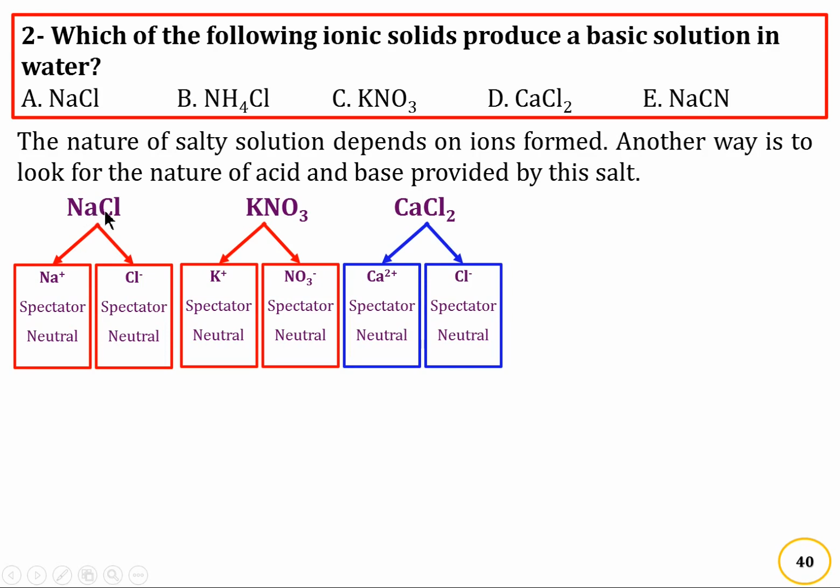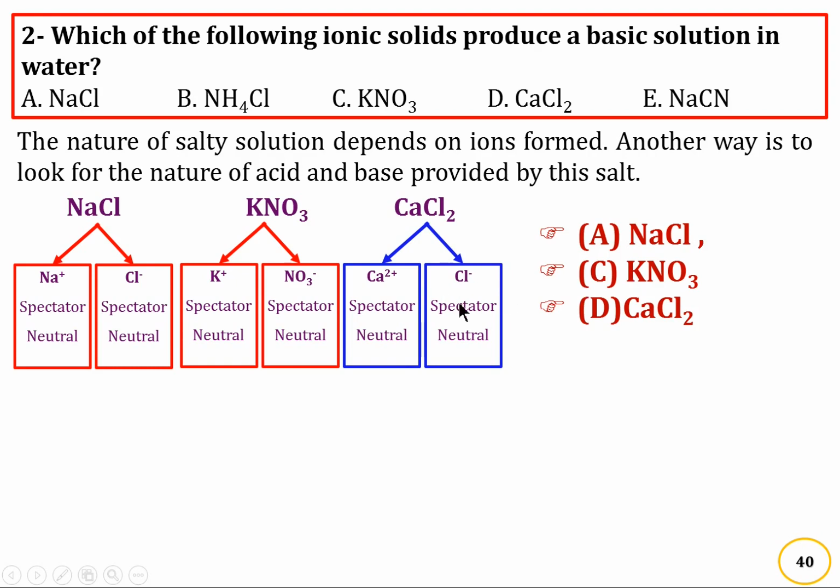NaCl dissociates completely in solution to give Na+ and Cl-. We don't have any acid-base couple containing Na+ or Cl-, so Na+ and Cl- are spectators. KNO3 dissociates to K+ and NO3-, and in the same way K+ and NO3- are spectators. CaCl2 dissociates completely to the spectator ions Ca2+ and Cl-.